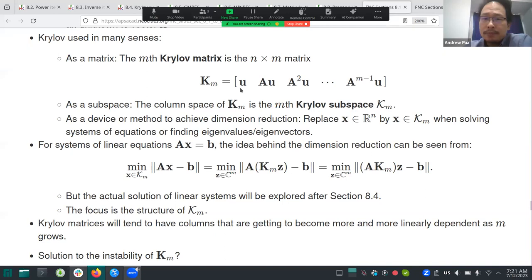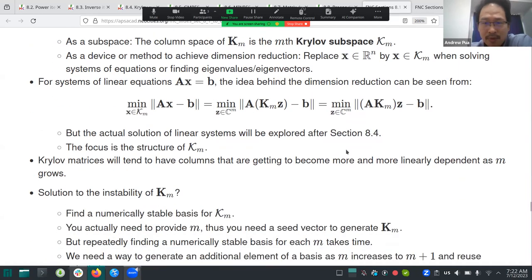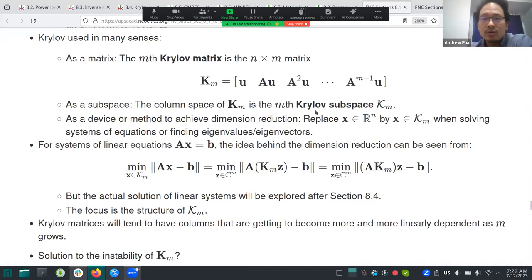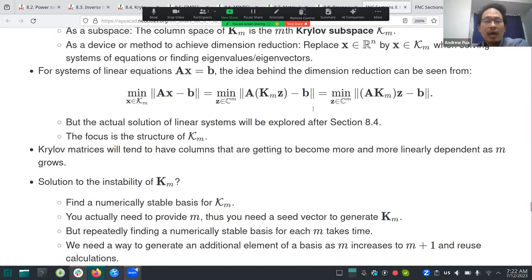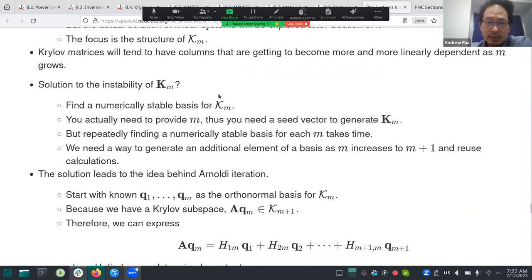This is a situation where ill conditioning is something that you have to accept, because it serves a greater purpose, which is to solve a system of linear equations that presumably has high dimension in terms of the x. So it seems to be not so bad a price to pay. The question becomes how to mitigate this ill conditioning. And the solution is really to find a stable basis for the Krylov subspace. And this section is all about that.